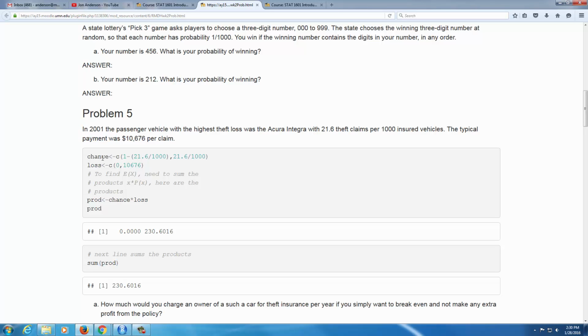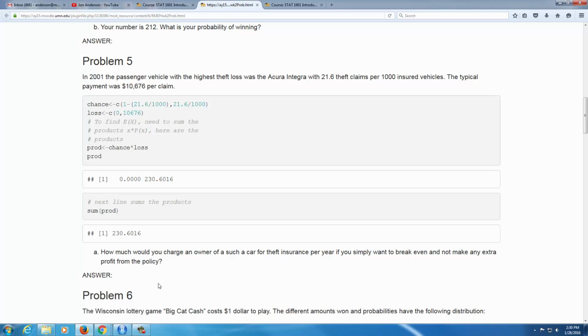vehicle claim amount, you need to multiply the losses times the chances and add them, make a list of products like I did here under the product list. And then to find expected value, you sum the elements of that product list to get an expected outlay by the insurance company of $230.60 per policy. The question asks you in part A, how much does the insurance company need to charge to break even? So if they are paying out about $230.60 per policy, hopefully you can figure out how much they have to charge to make a break-even point.